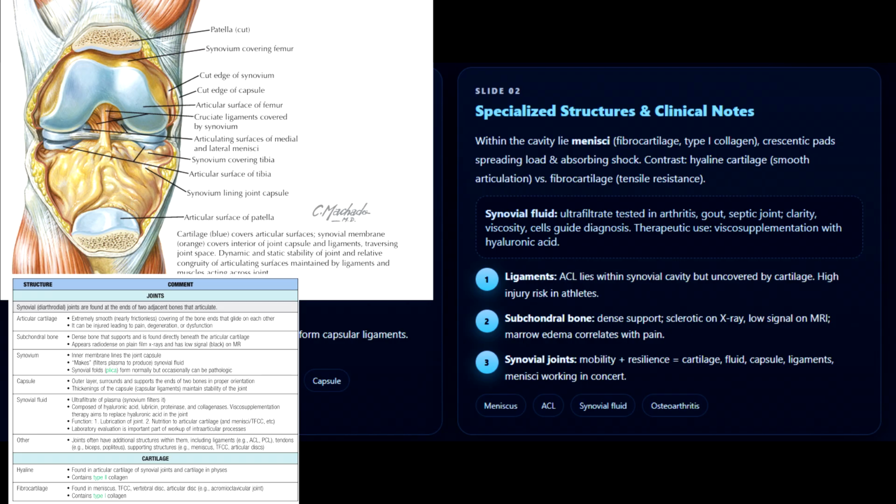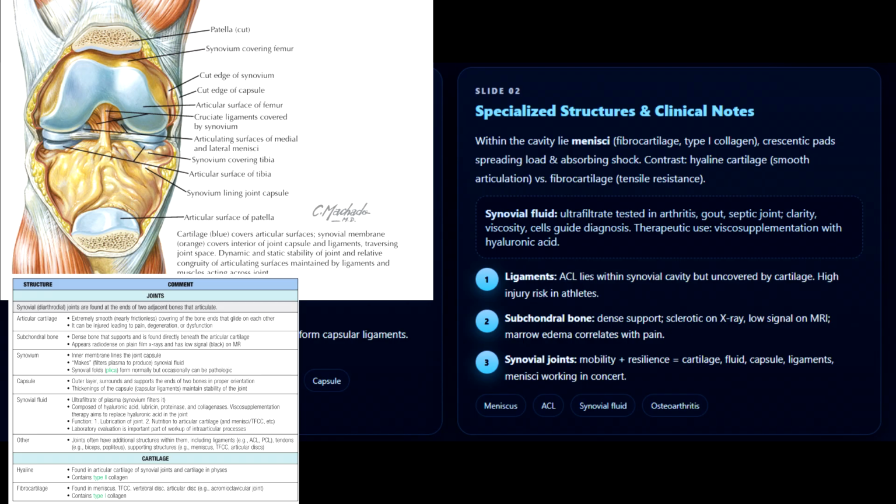The synovial fluid, which we've already mentioned, is worth pausing on clinically. In pathology, we often aspirate and analyze this fluid in cases of suspected arthritis, gout, or septic joint infections. Its clarity, viscosity, and cellular content can tell us a great deal about what is happening inside. Even therapeutically, viscosupplementation with hyaluronic acid injections has been attempted in degenerative joint disease to restore lubrication.